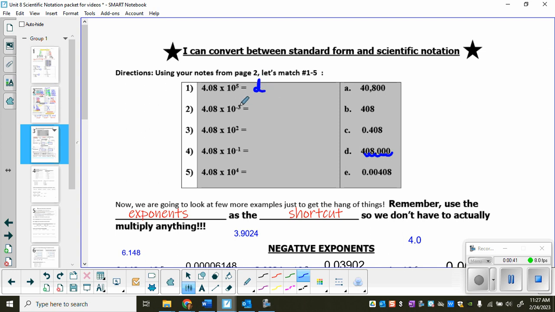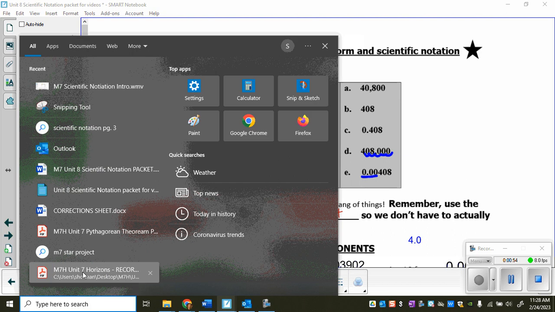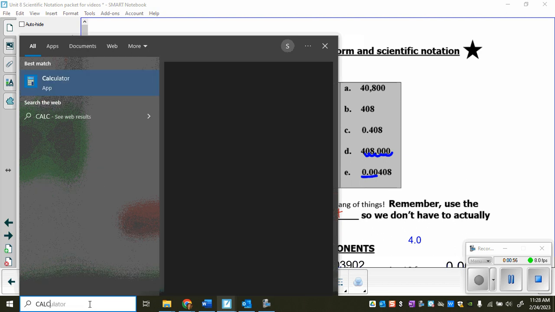Now we talked about when we see a negative exponent, that's how many zeros we should see to the left. So if I have a times 10 to the negative 3 here, these are my 3 zeros right here, the 1, 2, 3 zeros, and then the 408. And we can check our math in the calculator. Let me pull up the calculator real quick.